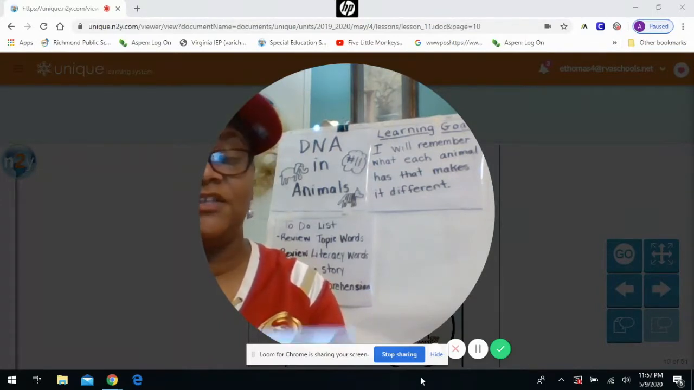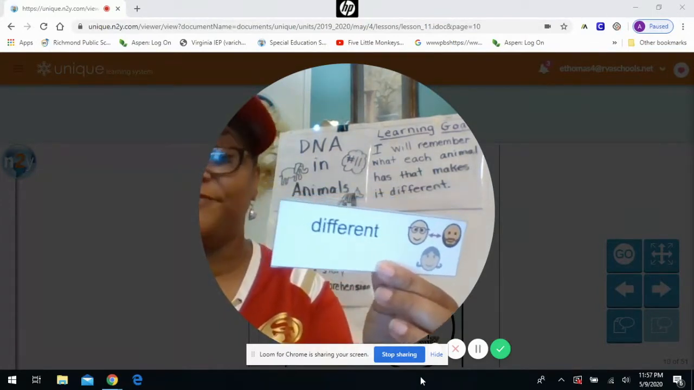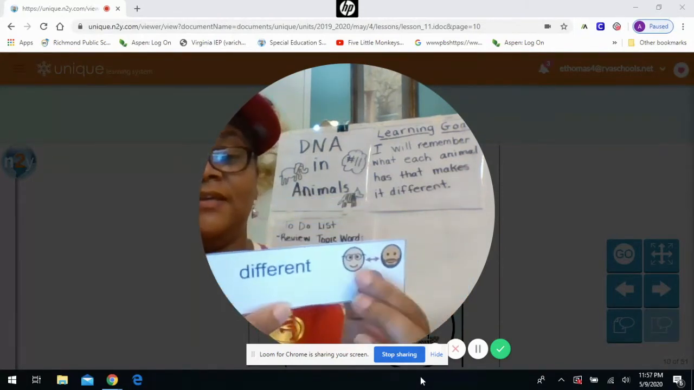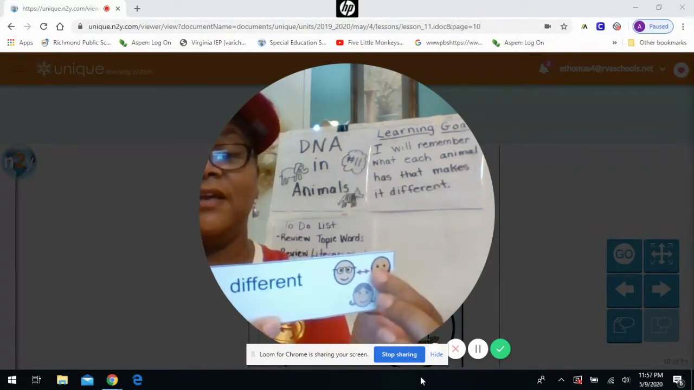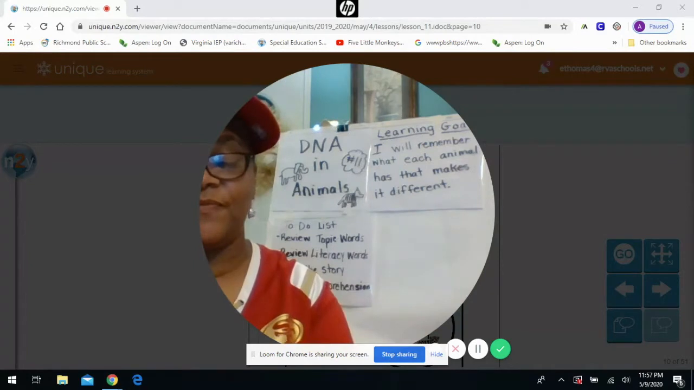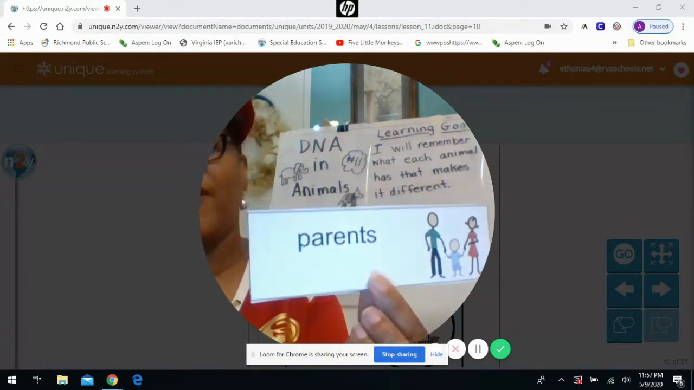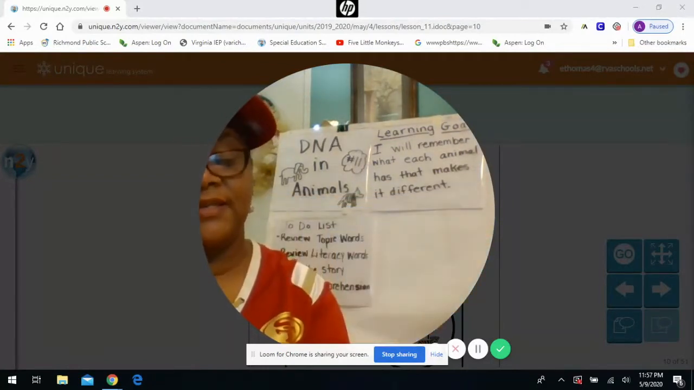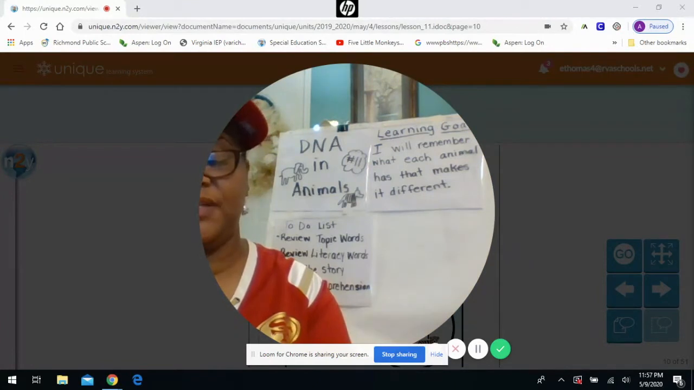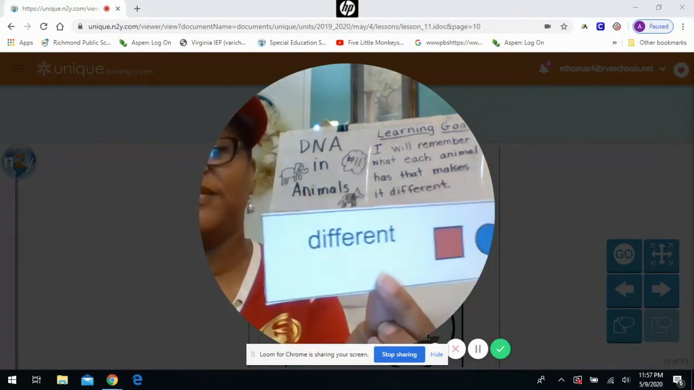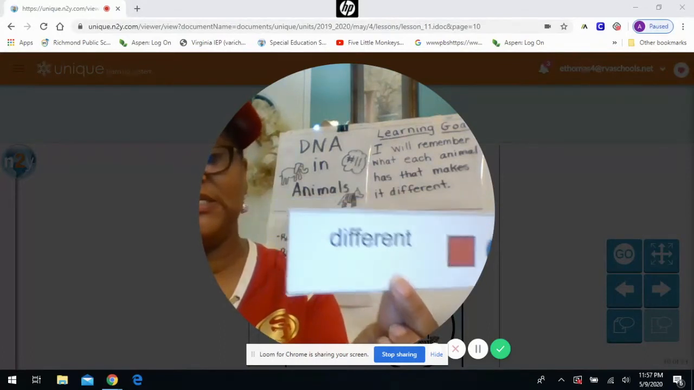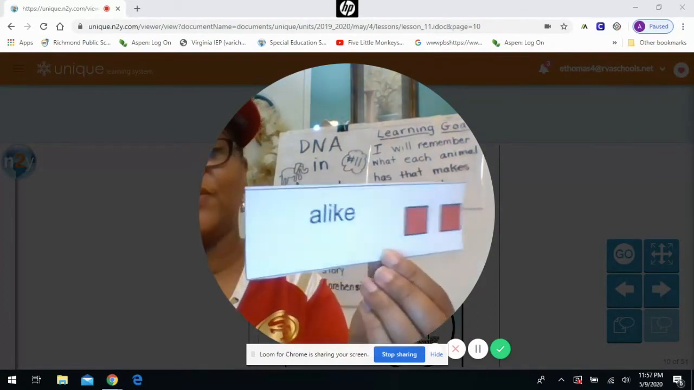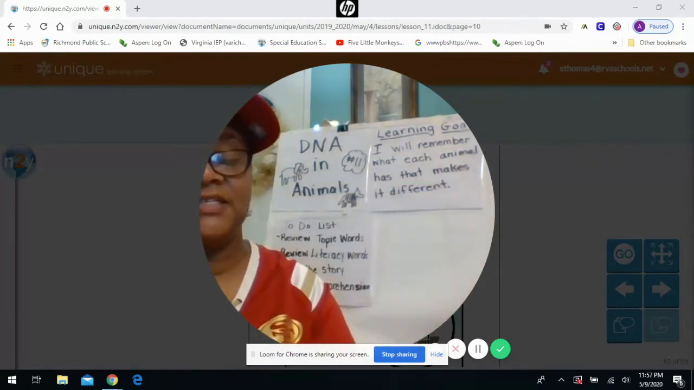Sometimes we look like each other, then sometimes we are different. But we're all still people. We're alike but different. He has glasses, no glasses, hair, no hair. Sometimes we look like our parents. Who are our parents? A mother and a father. And sometimes we don't. Sometimes we look different than our parents. Different. That's what that picture was. And the other word is alike, meaning same.